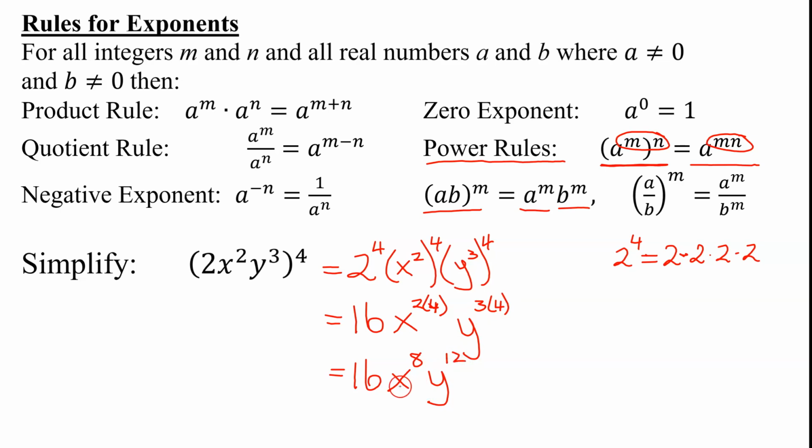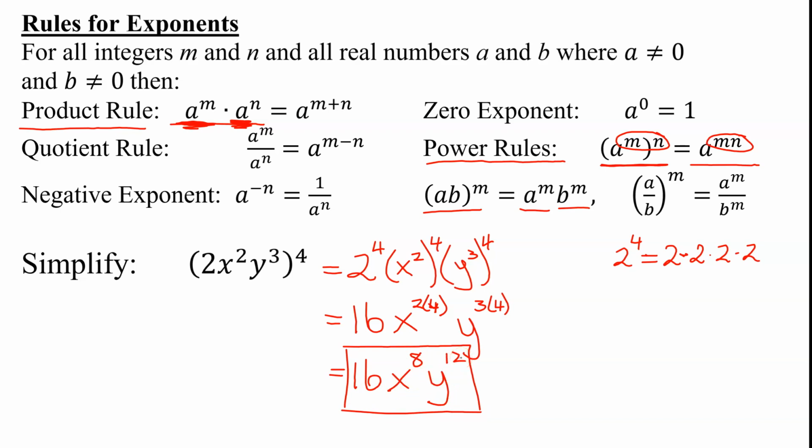So now, last question, can I combine these two terms? I have a product here. Can I use the product rule? No, the product rule only works if you have the same base raised to exponents. Here I have 2 different bases, so I can't simplify it. So this is my final answer, and that is 16 x to the 8th y to the 12th.